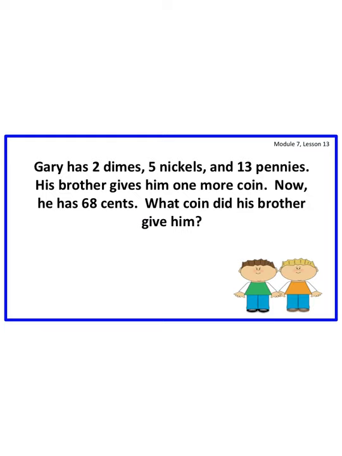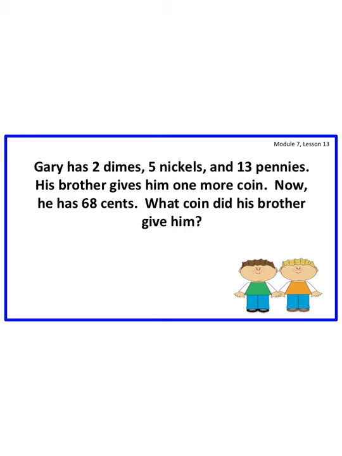Next one. Gary has 2 dimes, 5 nickels, and 13 pennies. His brother gives him 1 more coin. Now he has 68 cents. What coin did his brother give him? Ooh, this is a good one.